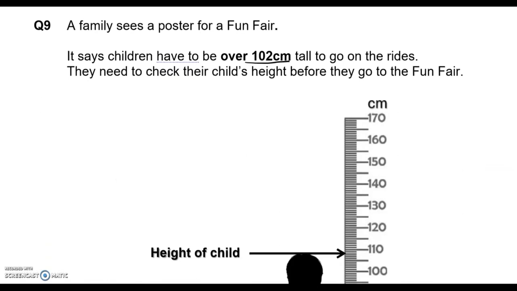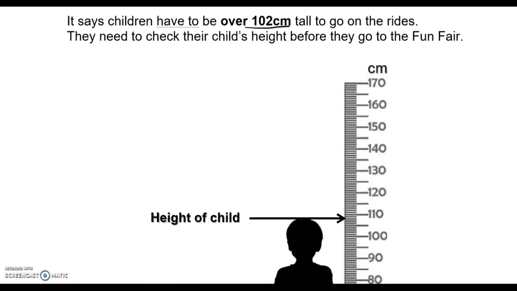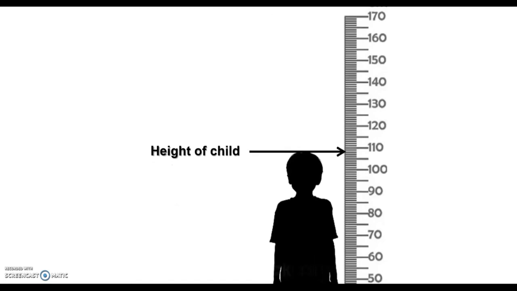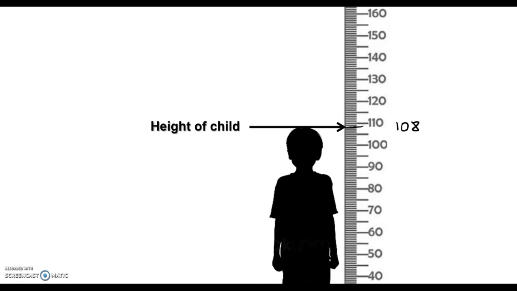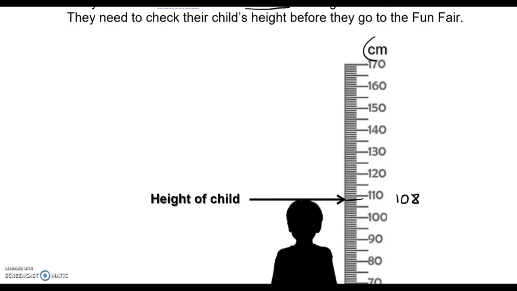A family sees a poster for a fun fair. It says children have to be over 102 centimeters tall to go on the rides. They need to check their child's height before they go to the fun fair. So there is the child's height, which is 108. Should be centimeters, but we need to check. There we go.